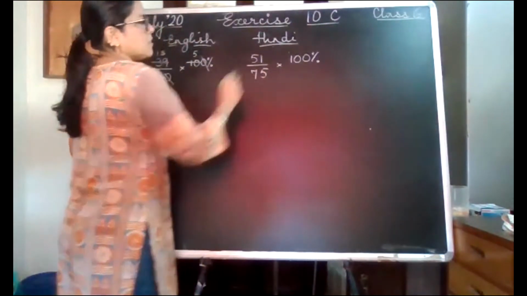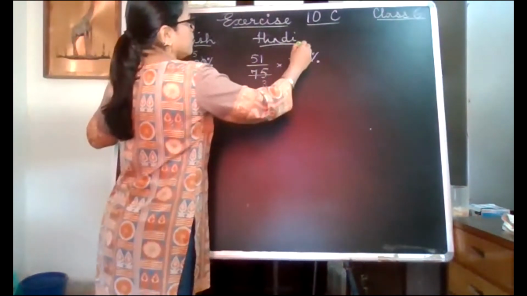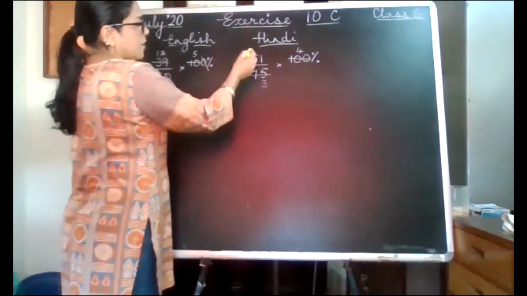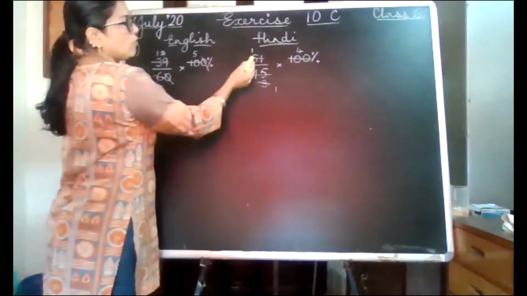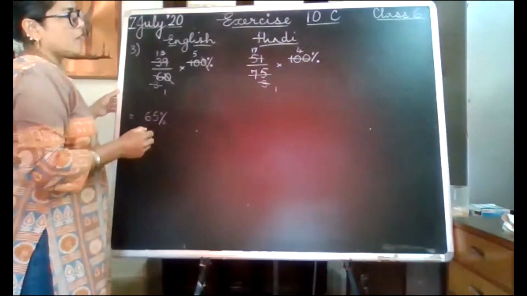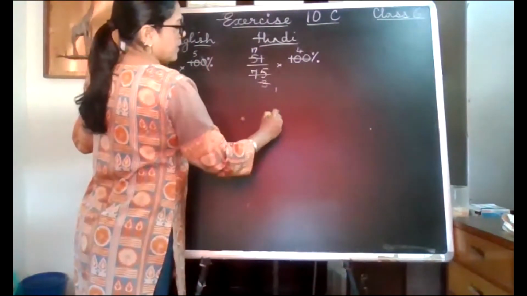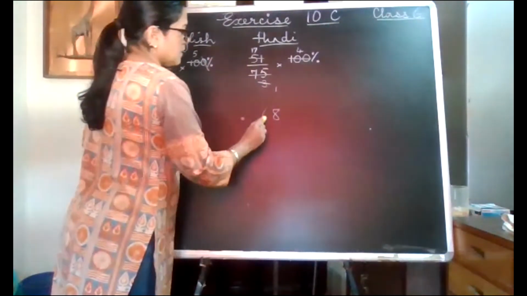Both of these are divisible by 25. 25 threes are 75 and 25 fours are 100. Now 5 plus 1 is 6. So again 3 can divide this. 3 ones are 3, 3 ones are 3. 2 will be left, 21. So 3 17s are 51. 17 fours are what? 4 sevens are 28, carry 2, 4 ones are 4, plus 2 is 6.